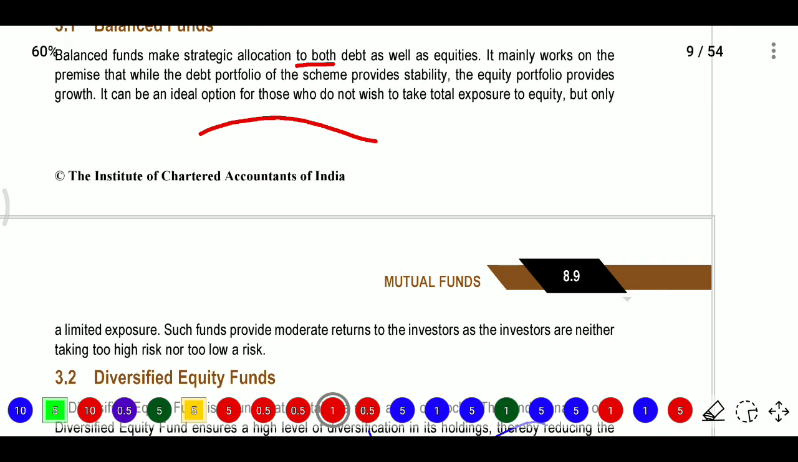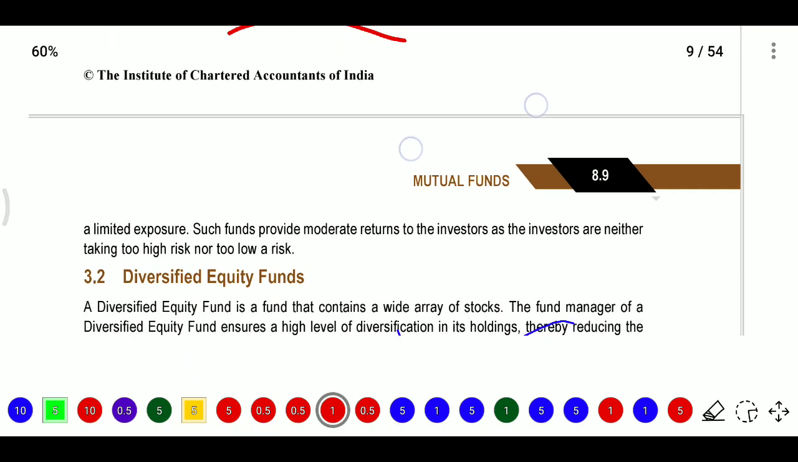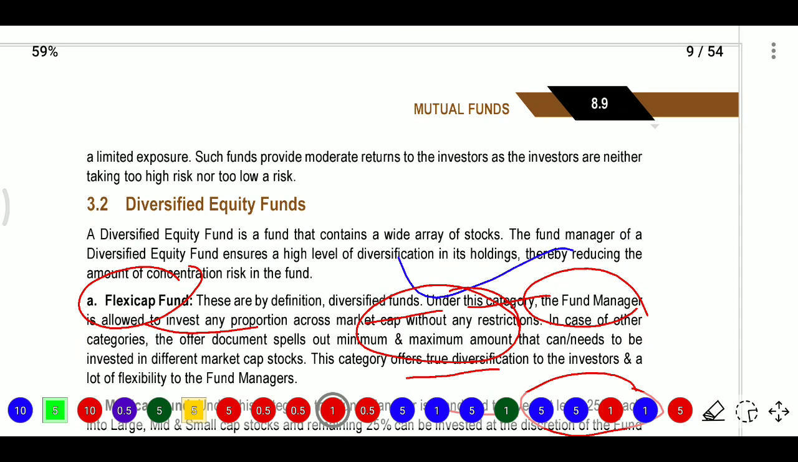It can be an ideal option for those who do not wish to take total exposure to equity. A person who doesn't want to take more exposure to equity is better off going for limited exposure. Such a fund provides moderate return to the investor, as the investor is neither willing to take high risk. If you are investing more in equity, it becomes high risk. If you are investing more in debentures, it becomes low risk, but you will get low return. So we need to balance both, so risk is balanced with return. We need return and we don't want risk, so balanced funds are better.